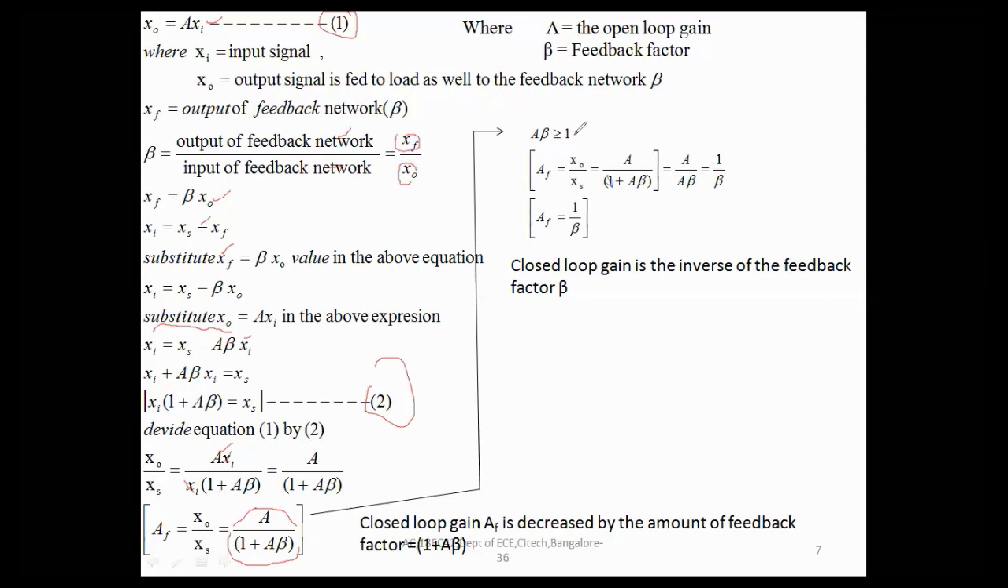If A beta is much greater than 1, then the 1 is neglected. A in the numerator and A in the denominator get cancelled, so the closed loop gain AF equals 1 over beta. The closed loop gain is the inverse of the feedback factor. Any doubt?